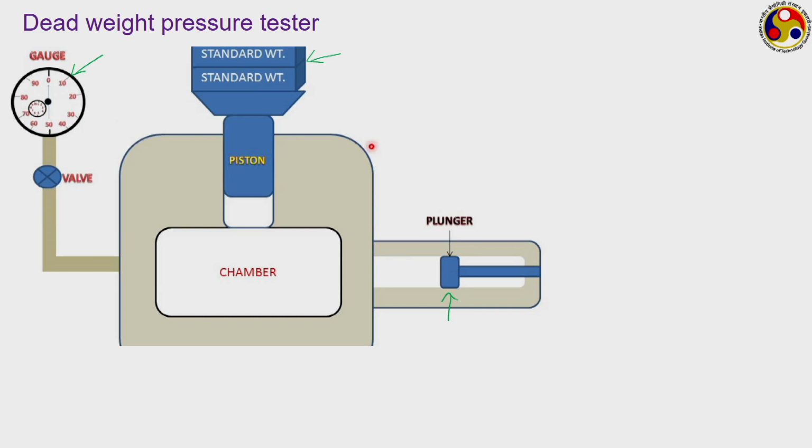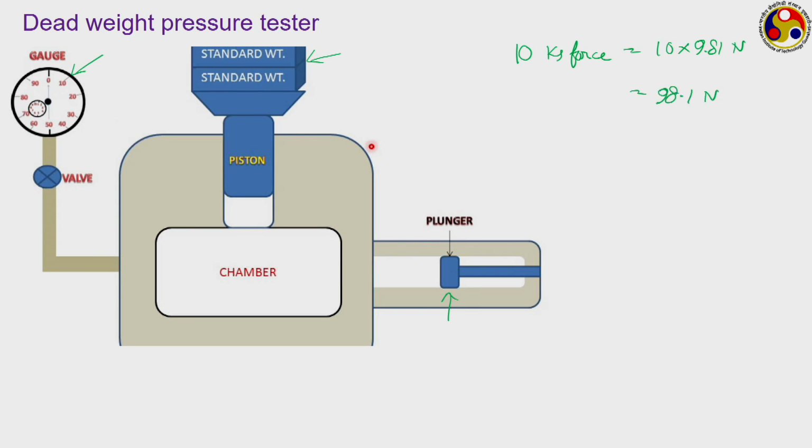Initially the chamber is filled with certain fluid and it is at some pressure. We can control the pressure in two ways, one by operating the plunger pump and also by changing the weight on top of the piston. So, what we do is initially put a certain force or standard weights on the piston. Let us say we want a measurement of 10 kg force, that is 10 into 9.81 Newton, that is 98.1 Newton.